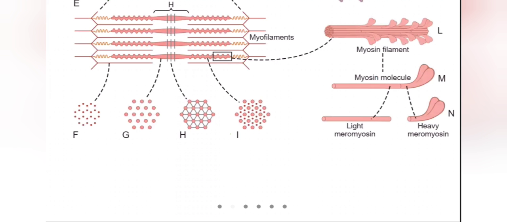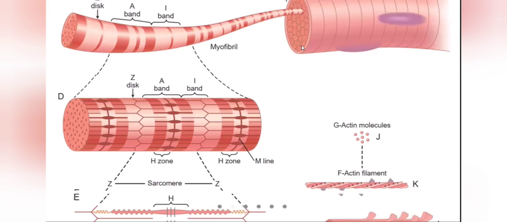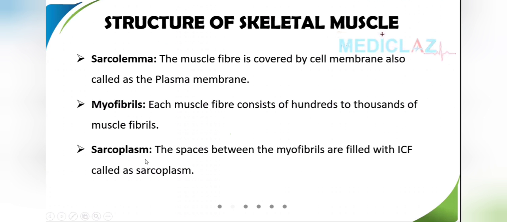Next, sarcoplasm. The spaces between the myofibrils. See here, these are the myofibrils. You have many round myofibrils, and in between there is a small gap. The spaces are filled by fluid, cellular fluid. This fluid is called the sarcoplasm. The spaces between the myofibrils are filled with a cellular fluid known as sarcoplasm.